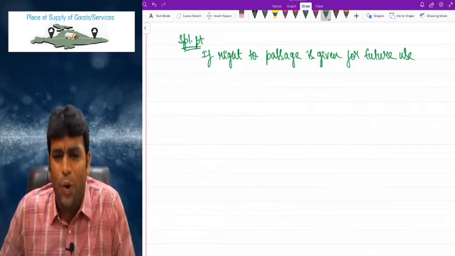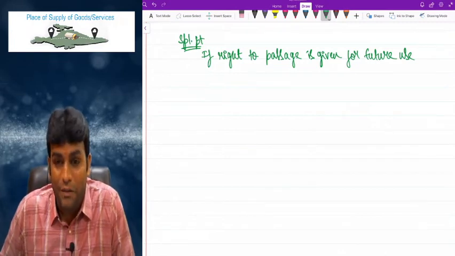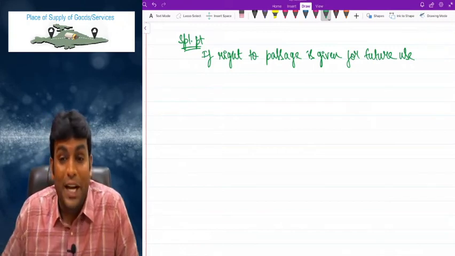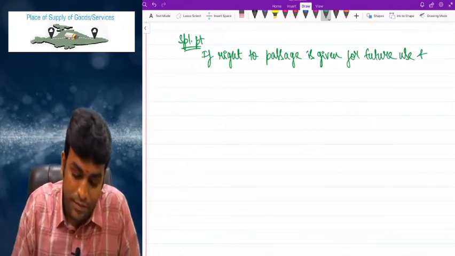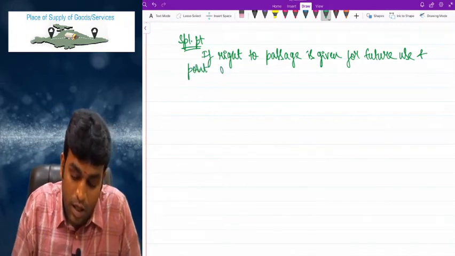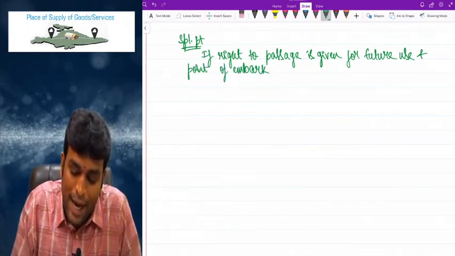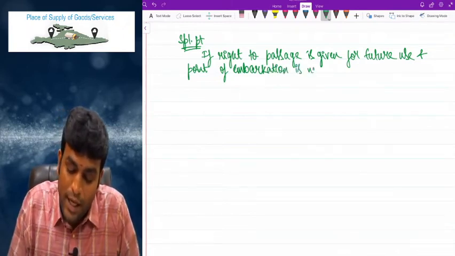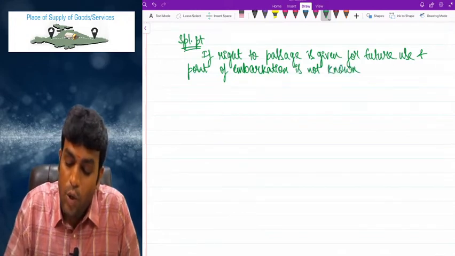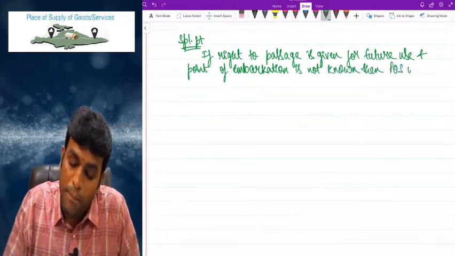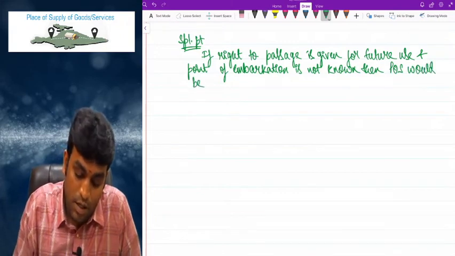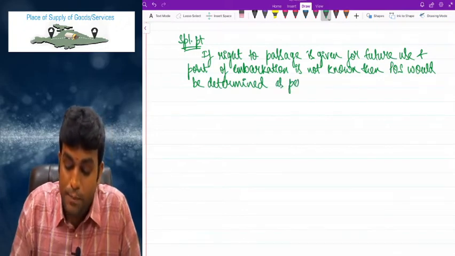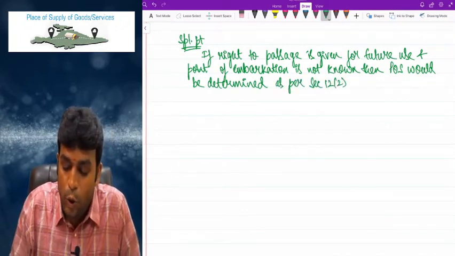Now tell me, do I know from where I'm going where? No, I don't know. But I purchased a coupon right now. So if the right to passage is given for future use and the point of embarkation, that means where they are getting into the flight, is not known, then POS would be determined as per section 12.2, my dear friends.